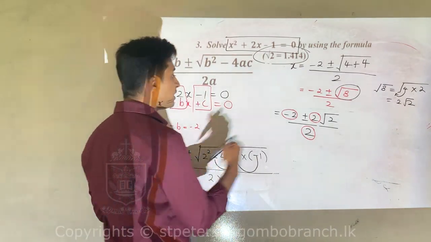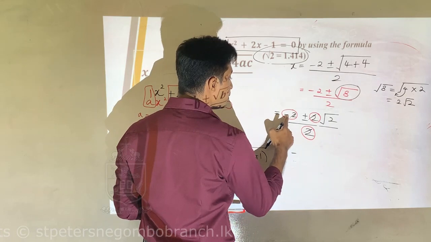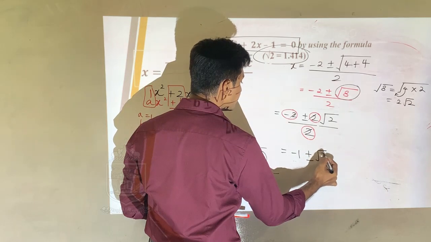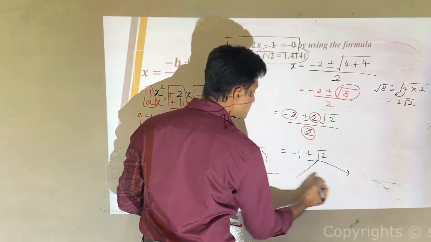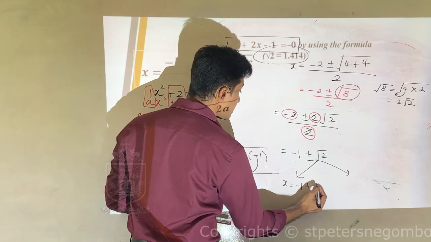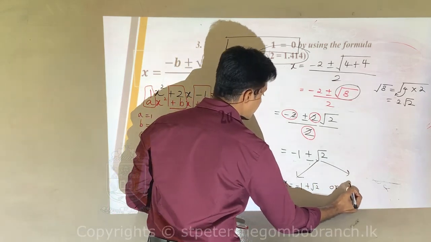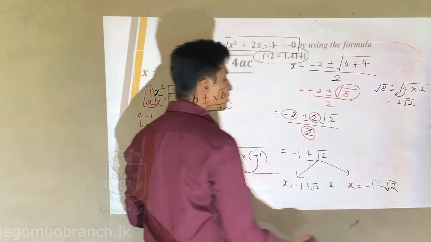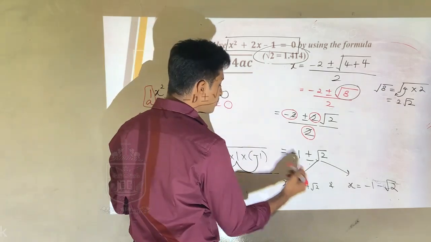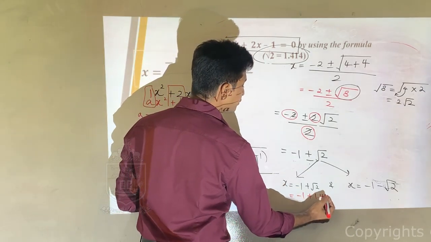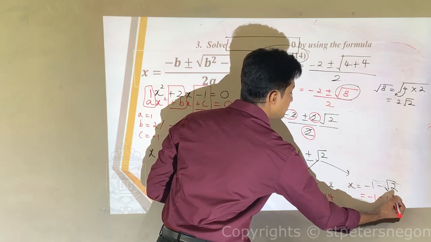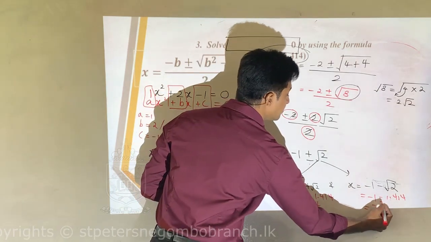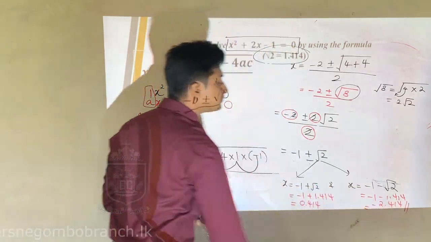So what I can do is, I can cancel them separately. 2 divided by 2 is 1, plus or minus 2 divided by 2 is 1, root 2 will remain. So that will break it into two parts, saying that x equals minus 1 plus root 2, or x equals minus 1 minus square root 2. Now you know the value of root 2, that is minus 1 plus 1.414, and this is minus 1 minus 1.414. This is going to be 0.414, and this is going to be minus 2.414.